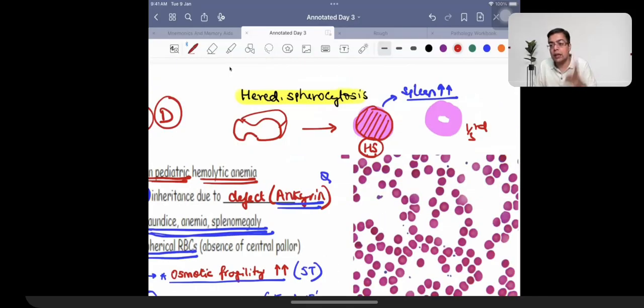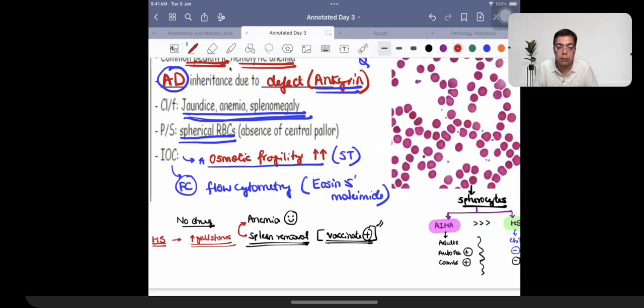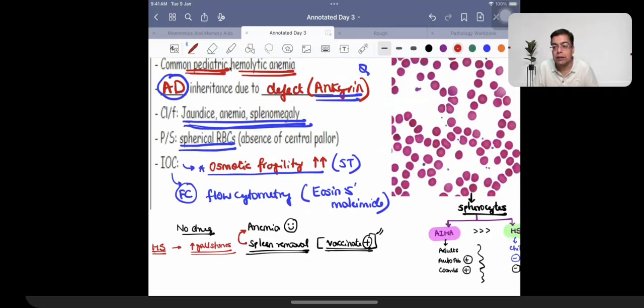So they asked you 3 questions in the last 3 years in the exam. What was a child who was having the presence of anemia? He was having the presence of spherical RBCs. What is the next best investigation to confirm the diagnosis? Flow cytometry.